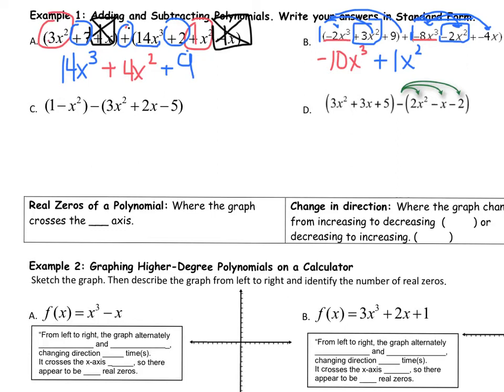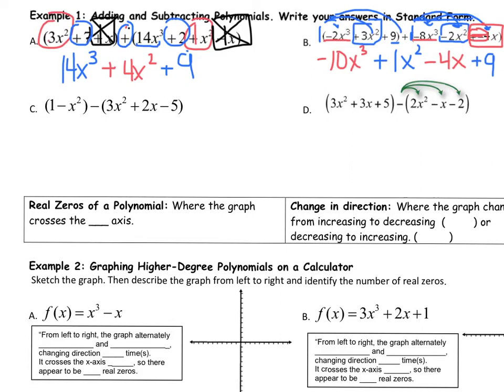Next, I'll look to see if there's any x's. There's no x's in the first part, but we have plus negative 4x. So plus a negative turns to one big minus sign. And last, we have the plain number. The only plain number we have is a positive 9. So we'll put that at the end.